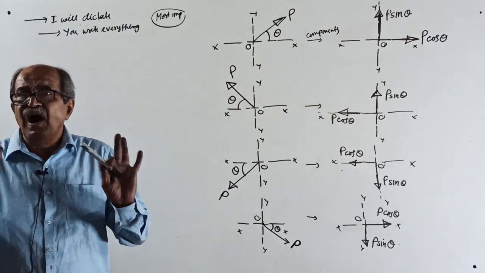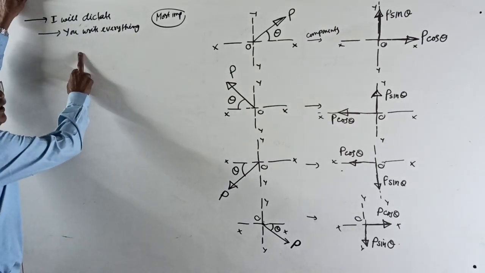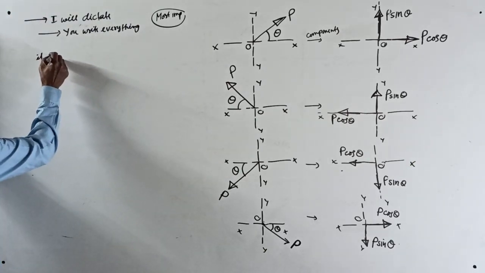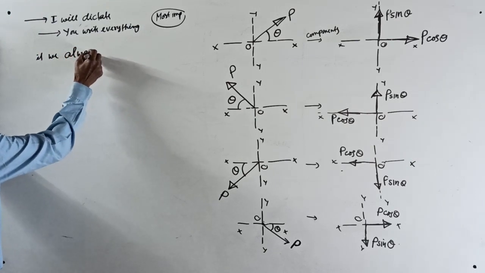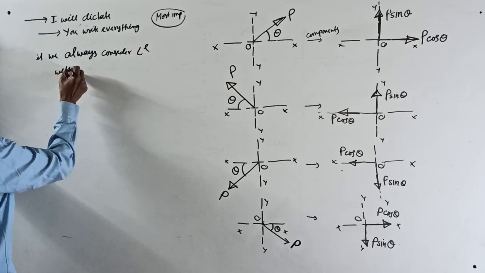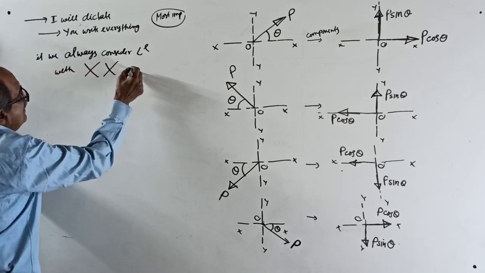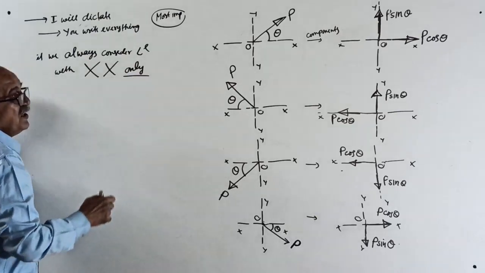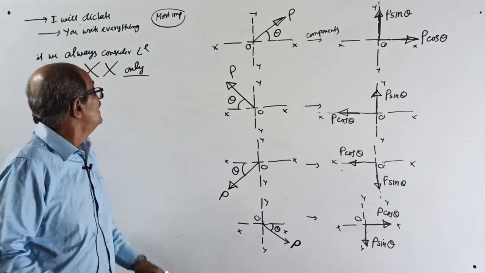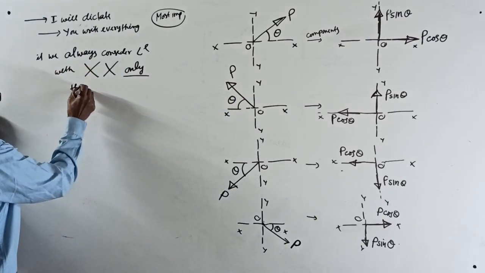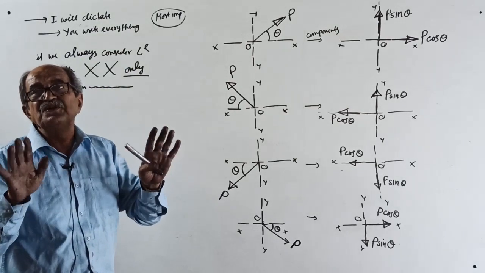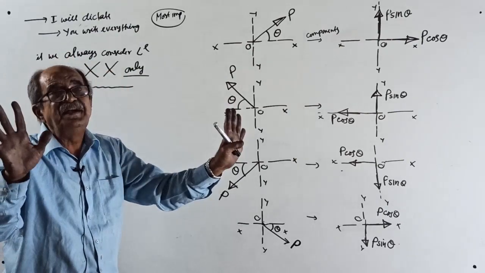Therefore, it is always better, and to avoid complete confusion, if we always consider the angle with xx only. In engineering mechanics, xx only. Later in structural engineering, with horizontal, I will write. Then we do not have to bother about angle made, sine, cos, nothing. You can close your eyes and tell the answer.